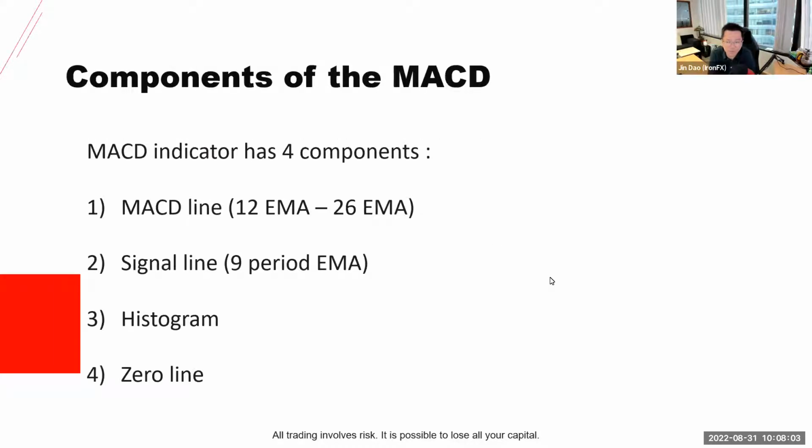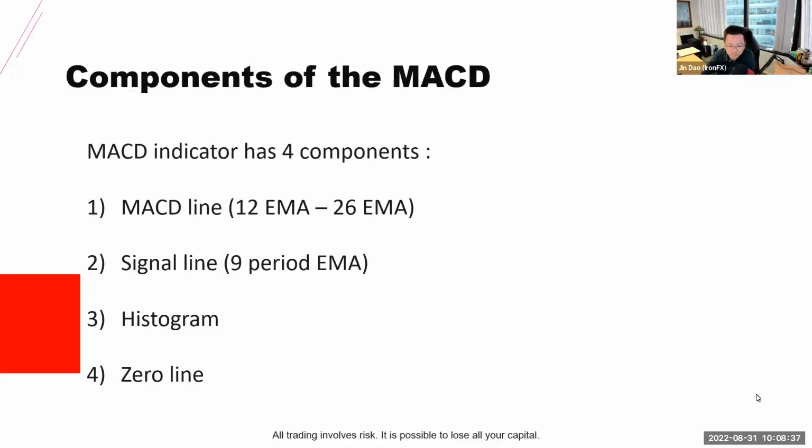It is made up of four components. First one, the MACD line. The MACD line is actually a calculated line. Just to get into a little bit of the technicals, I don't want to go too much into that because you don't really have to know how to calculate it. It's all done on the charts for you. But the MACD line is actually the 12 exponential moving average minus the 26 exponential moving average, right?